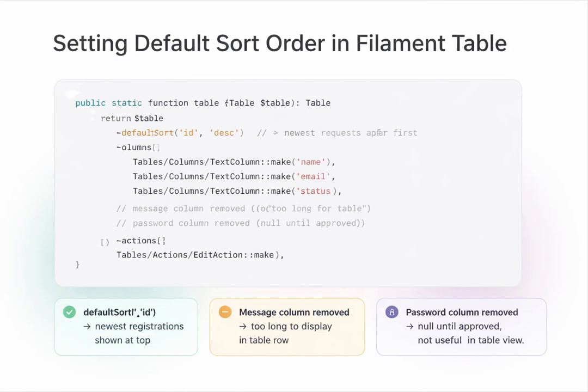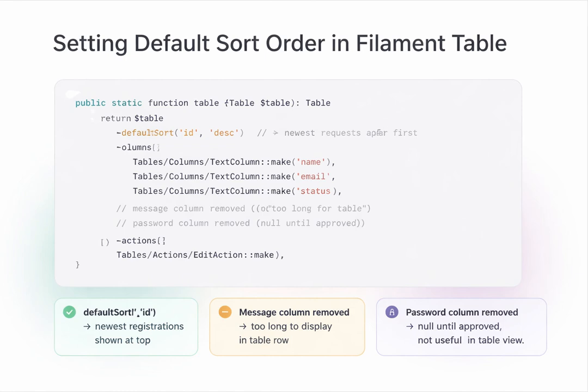A small but useful customization for the Filament table: set the default sort order so that the newest shop registrations appear at the top. This is done by chaining defaultSort onto the table, passing id as the column and desc for descending order. This way, when the admin opens the list, they immediately see the most recent requests without having to scroll down.